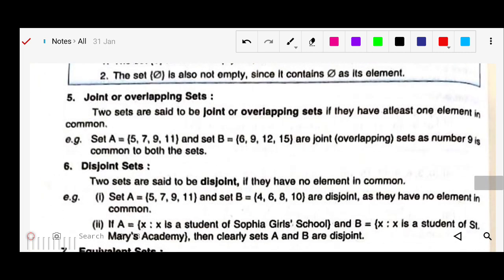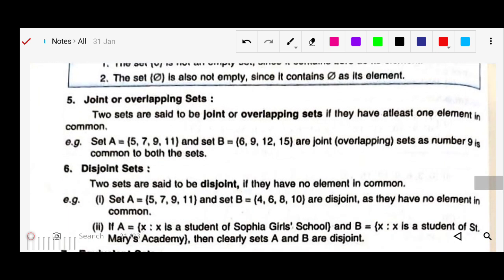The next type of set is called joint or overlapping. Two sets are said to be joint or overlapping if they have at least one element in common. For example, set A is 5, 7, 9, 11 and set B is 6, 9, 12 and 15. As you can see, these sets are joint because 9 is common in both. Whenever we have a common element in two different sets, set A and set B, like 9 here, such sets are called joint or overlapping.